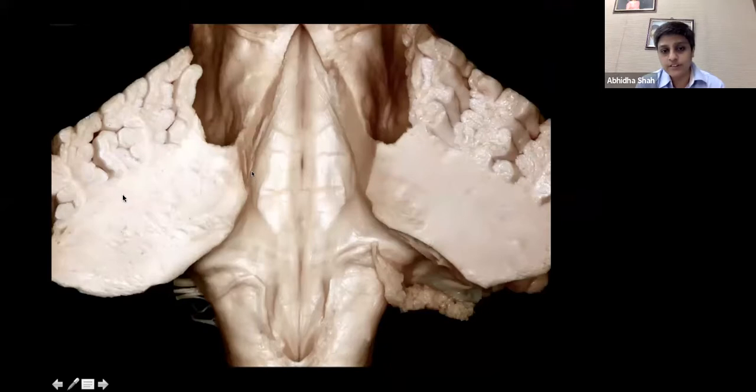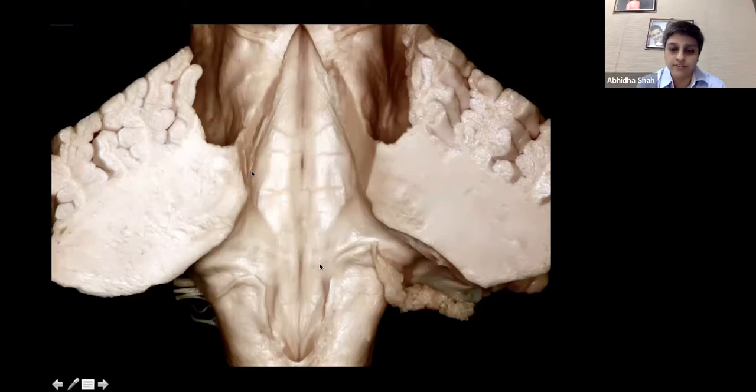So now you can see that the cerebellum has been cut here. This is the middle cerebellar peduncle. This is the roof, and that is the superior cerebellar peduncle. And here is the inferior cerebellar peduncle. Now this is the ependyma of the fourth ventricle. This is the choroid plexus. In this region is the flocculonodular lobe.